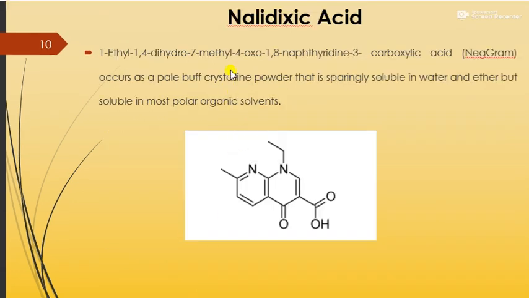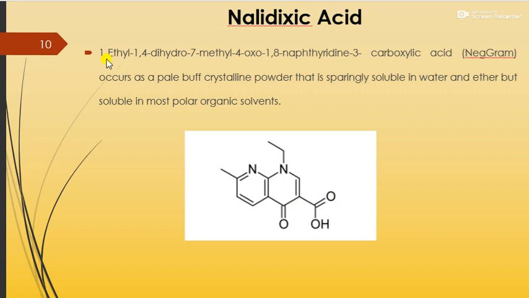Now our first quinolone derivative is nalidixic acid. In structure it is a 1-ethyl 1,4-dihydro. This is the 1, 2, 3, 4, 5, 6 and 7th position, that is the 7-methyl, 4-oxo. This is the first position and this is the 8th position. So it is a 1,8-naphthyridine ring, and 3-carboxylic acid.